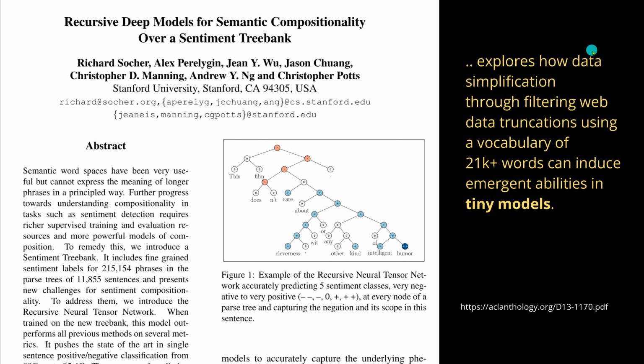So this explores data simplification through filtering web data, truncations using a vocabulary of extreme 20,000 words, which can induce emergent abilities in tiny models. This is a question in itself. Are there emergent abilities, especially in tiny models? I would put a big question mark here, but okay, if you want to go with the research from Stanford, yeah, great paper to read if you are interested in this.